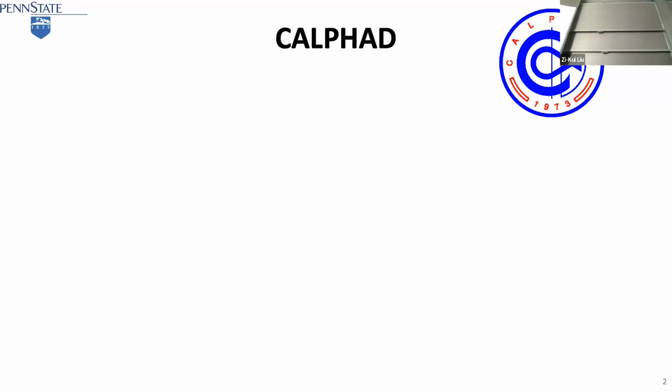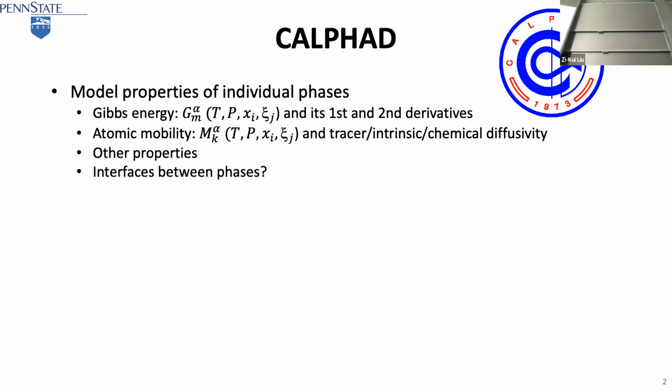So this is the CALPHAD logo, as you can see, 1973. That's when it started. This is the model of the problem in individual phases. That's the key one: individual phase, not the system phase. Then for each phase, you have variables: temperature, pressure, composition. That's another very important thing about the CALPHAD model, which a lot of times you don't learn from traditional thermodynamics.